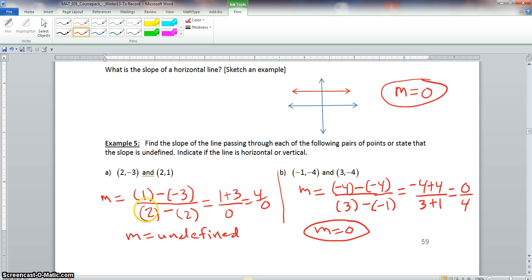Now, one other thing you need to pay attention to is this here. If your x values are the same and your y values are not, your slope is automatically undefined. You see how both of our x's are 2? So your slope should be undefined. Now with our b here, our y's are the same, but our x's are not. Whenever that occurs, then your slope is automatically 0.